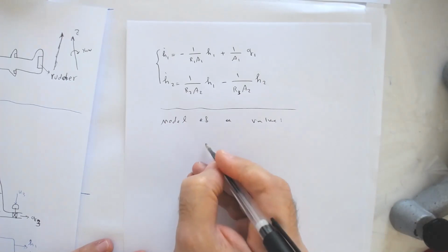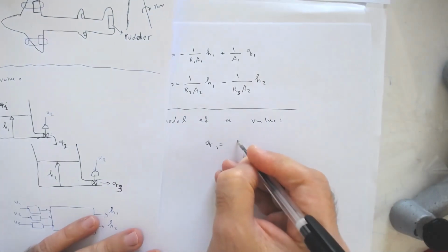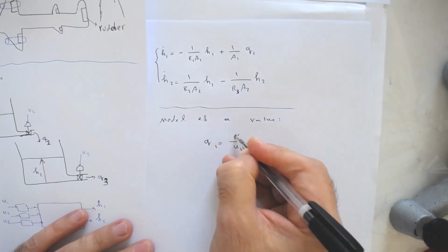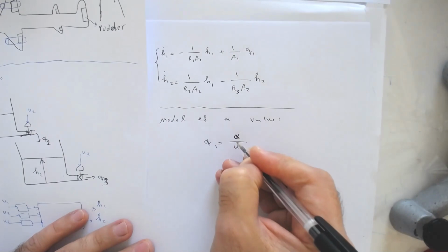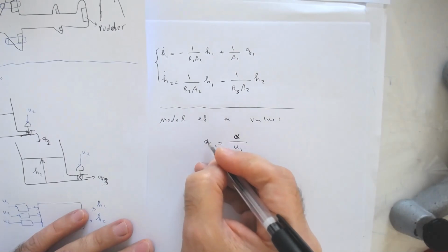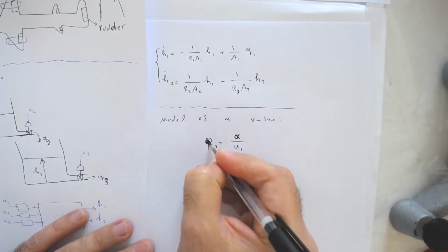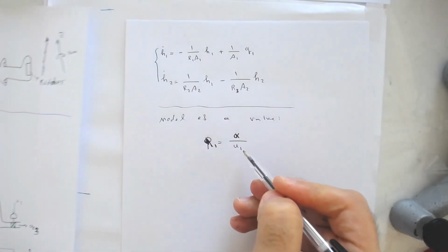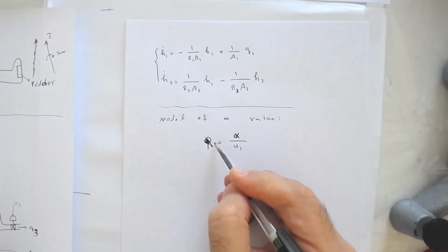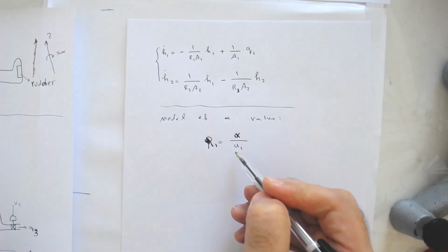So for example, for this one, R1 is equal to 1 over U1. In principle, it's alpha divided by U1. Sorry, R1, the resistance of the valve. The resistance of the valve is alpha over U1, which means that if U1, the input to the valve, is 0, the resistance is infinity, therefore the flow rate is 0. So the resistance is alpha divided by U1.